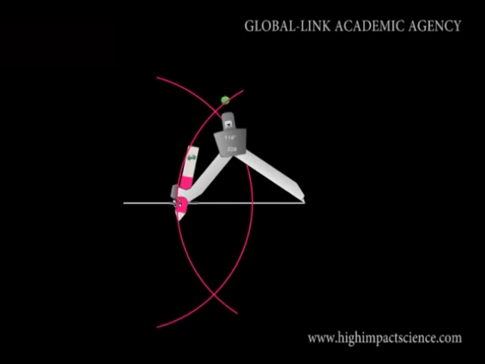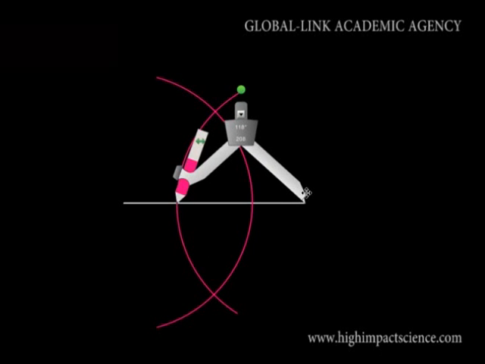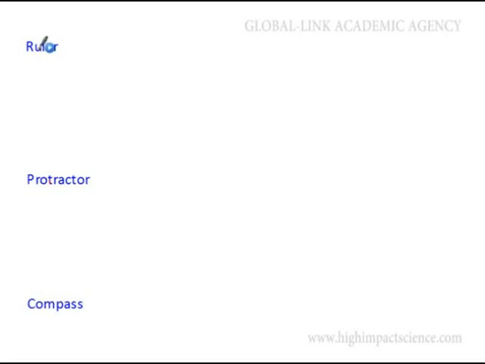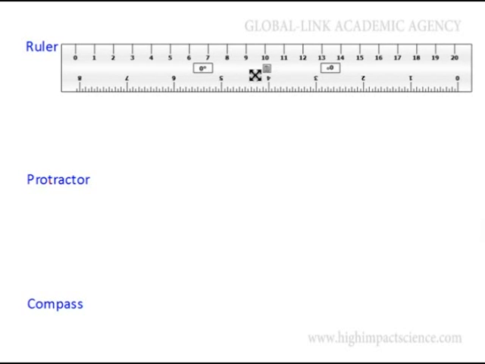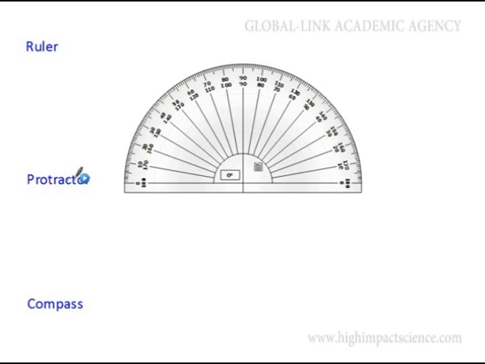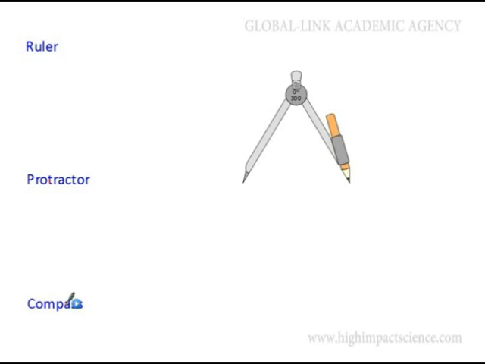If you're going to be doing constructions, you will need these three pieces of equipment. First, a ruler at least 15 centimeters in length, preferably transparent and with all the marks clearly visible. A protractor and a compass with a sharp pencil. The hinges shouldn't be too loose or too tight.